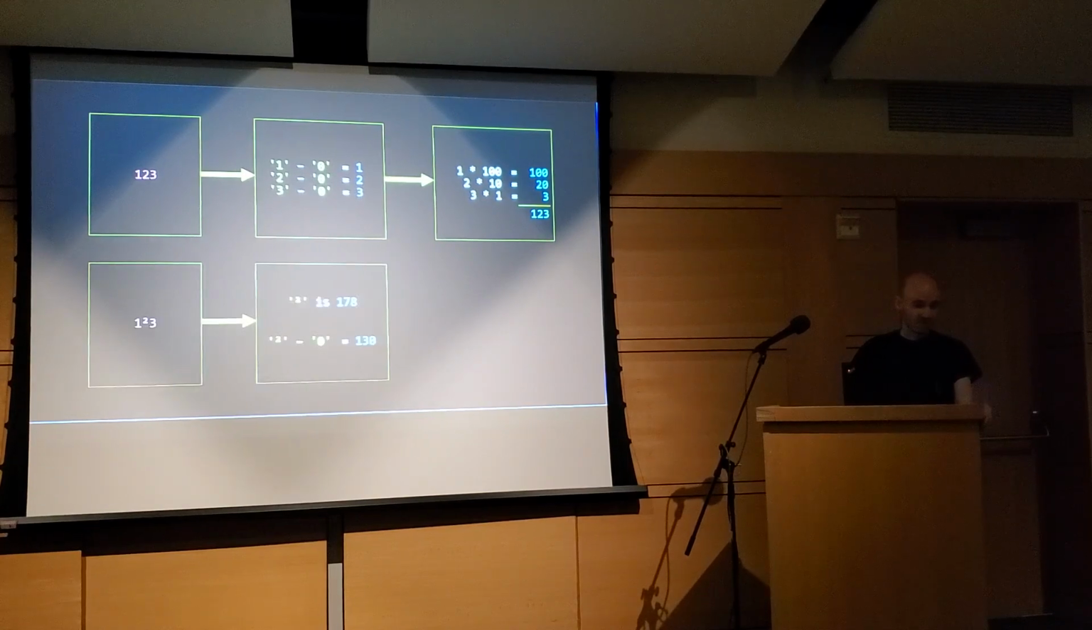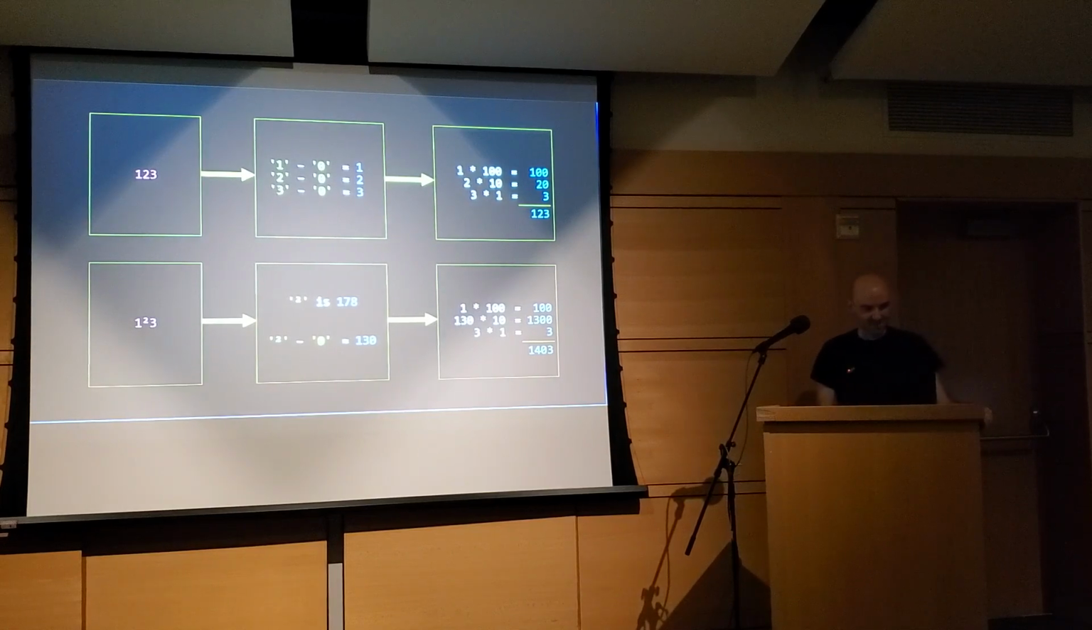And the superscript works the same way, but the code point value is now 178. So when you subtract out the 0, you now get a value of 130. So this is like a base 10 digit with a value of 130. So if you do the same math, it works out to 1403. So cool. Oh, Microsoft, wow.